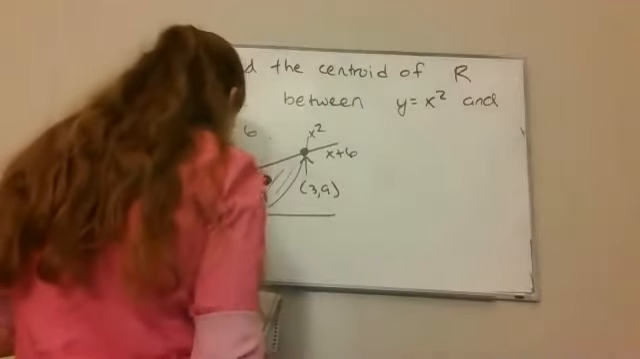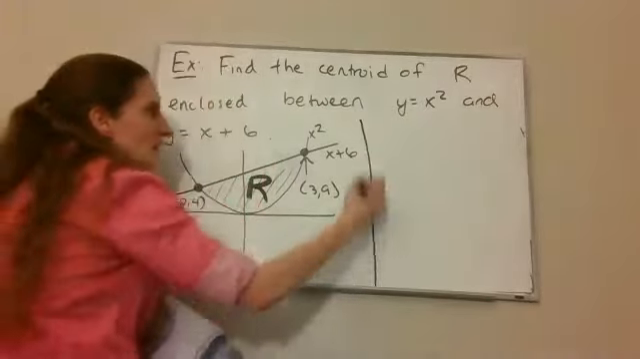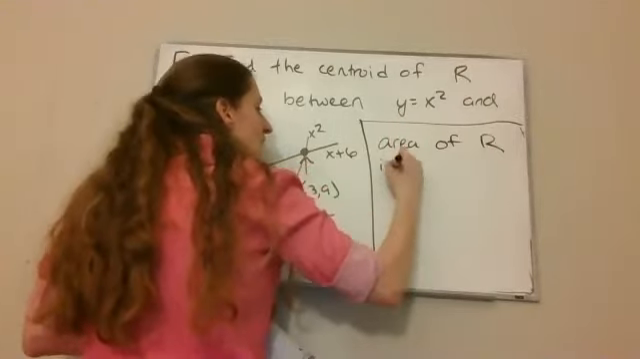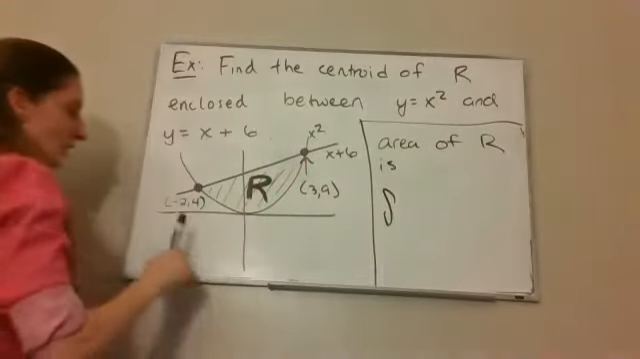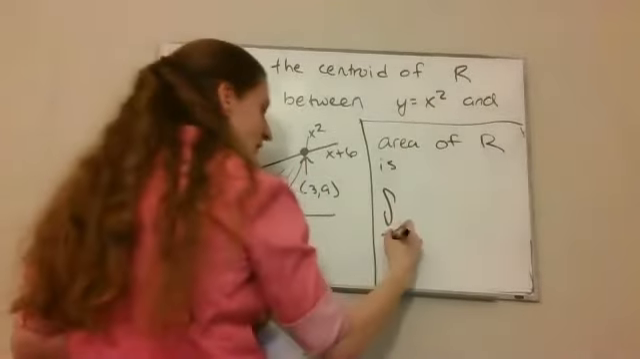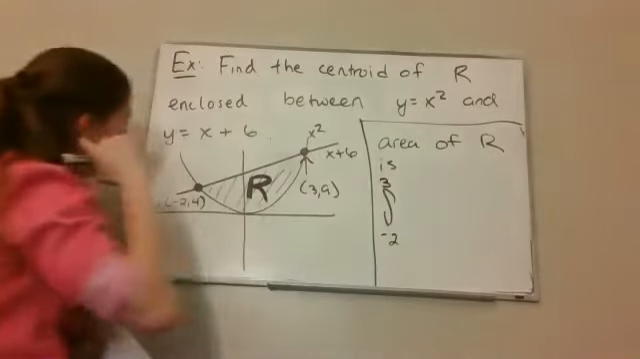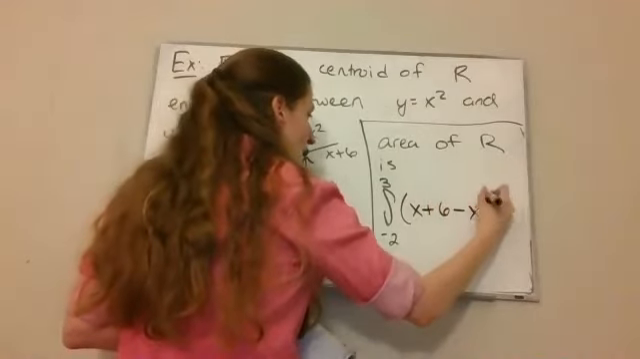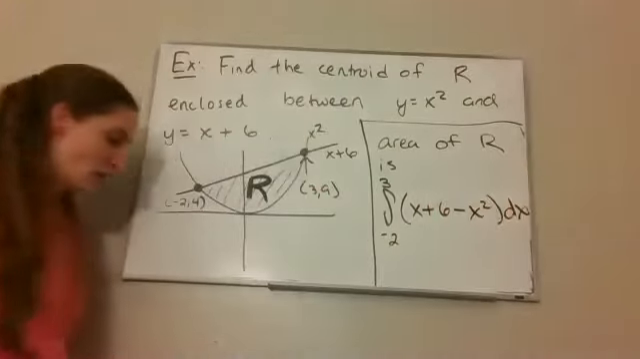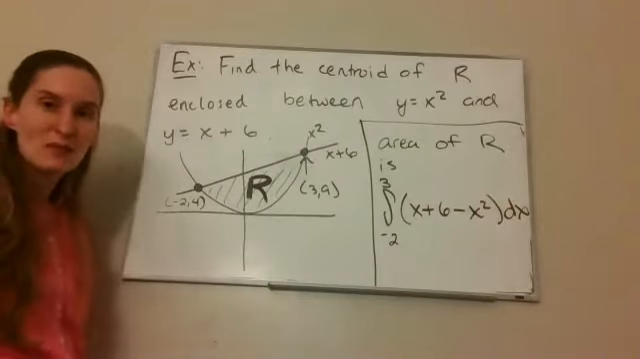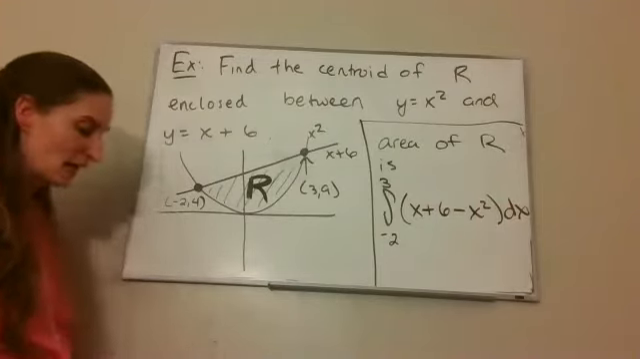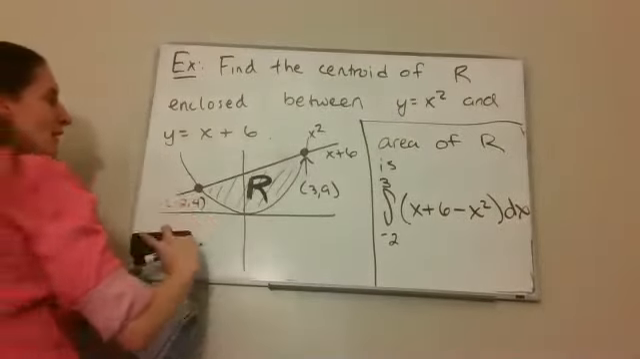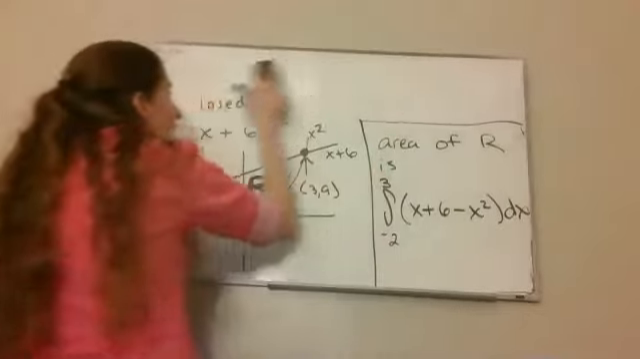So let's start by finding the area of R. We're going to have an integral from -2 to 3 of the top function minus the bottom function. So x plus 6 minus x squared dx. That's just finding the area between two curves, which we did back in the first video of our class. So now let's just go ahead and calculate this antiderivative so we can get the area of R.